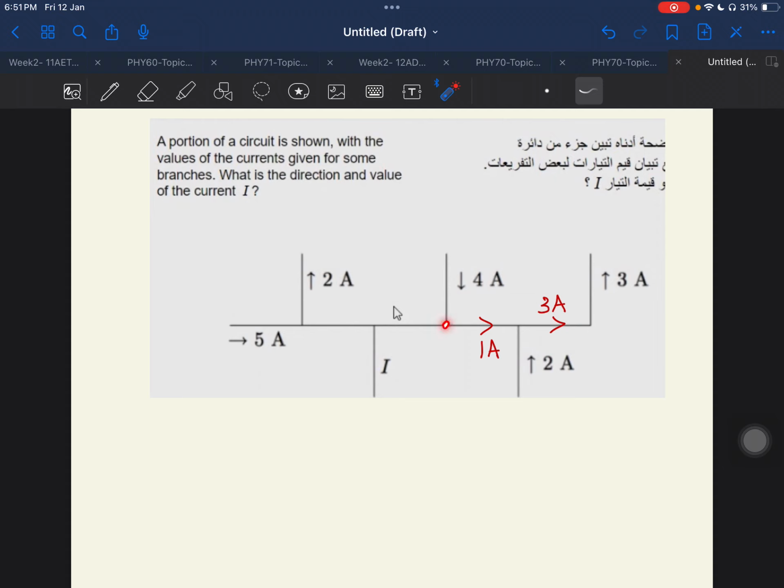Okay. Now let's focus on this junction. Here you have 4 ampere reaching the junction, out of which 1 goes to the right. So 4 minus 1, 3 should go to the left. So we will draw that 3 ampere to the left. So the current reaching the junction is 4 ampere, 1 is going to the right and 3 should be going to the left.